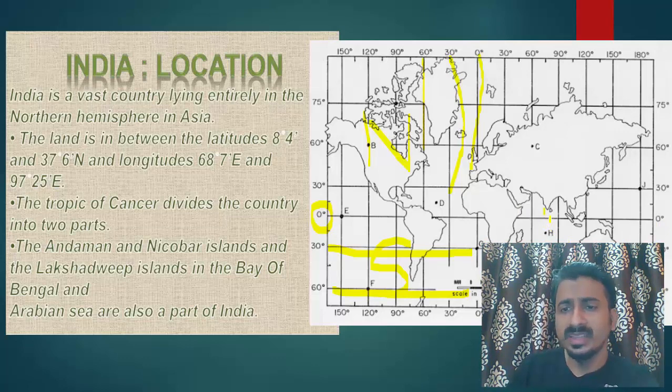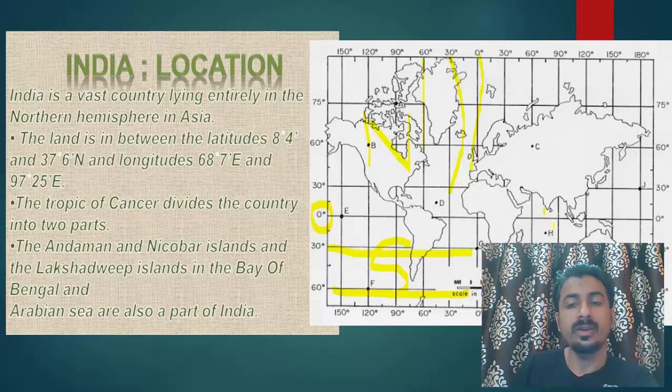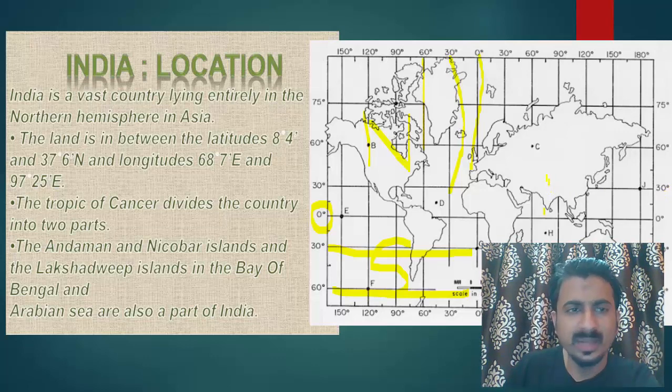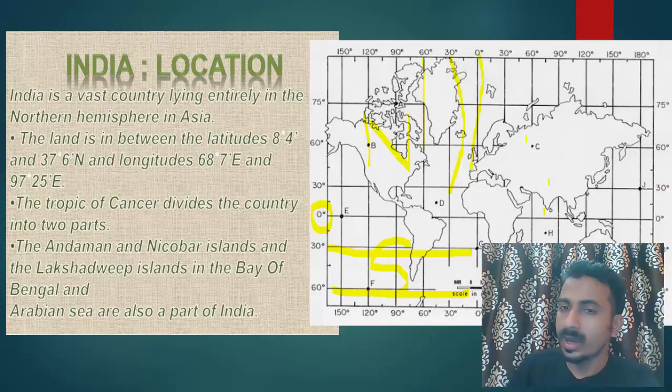So around this tip, which is Kanyakumari, it is around 8 degree north. Why north? Because I told you above 0 degree is north. So here it is written 8.5 degree north and then 37.5 degree north. Then India ends north here around Jammu and Kashmir. And what is this? 30. So if you go north a little bit, then here it is 37.5 degree north.